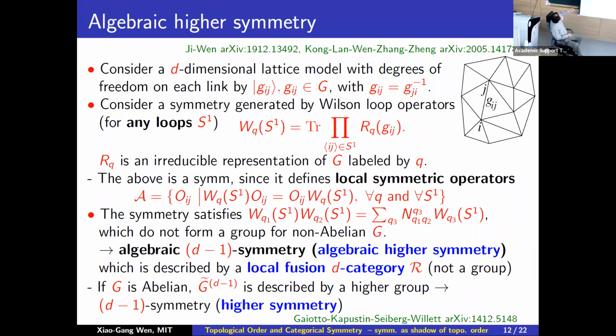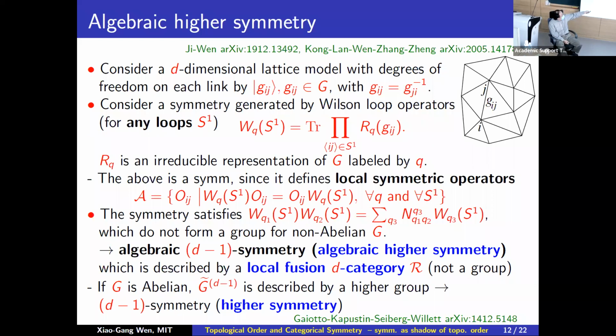Then we just pick a representation of this group. This R_Q is a representation labeled by Q. Then we construct a Wilson line operator. We view Gij as a gauge connection on the link. This becomes the Wilson line operator. And that's it. We view this Wilson loop operator as a symmetry generator.